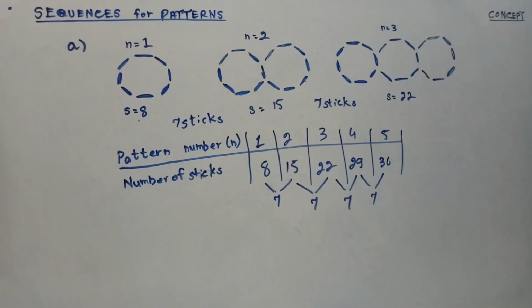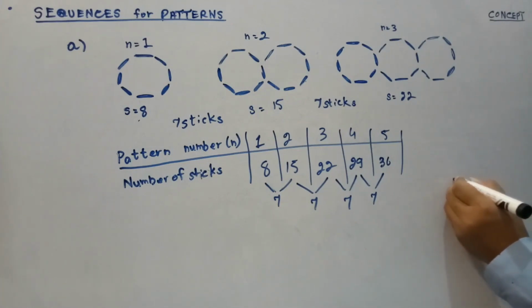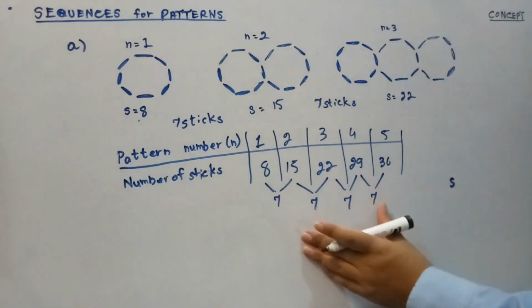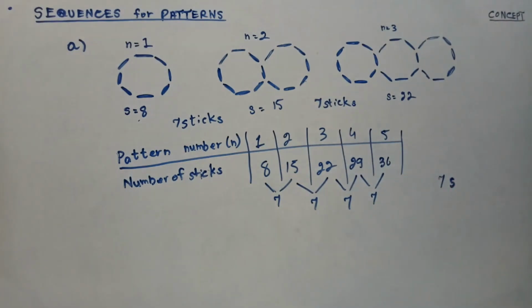So I have to apply the position to term rule, and it says that first of all we will write a variable, let's say s. s for sticks, you can use any variable. And if the difference is the same, I have to multiply that difference, 7, with x. You're getting my point? And now we will check whether this formula is giving us the correct answer or not.